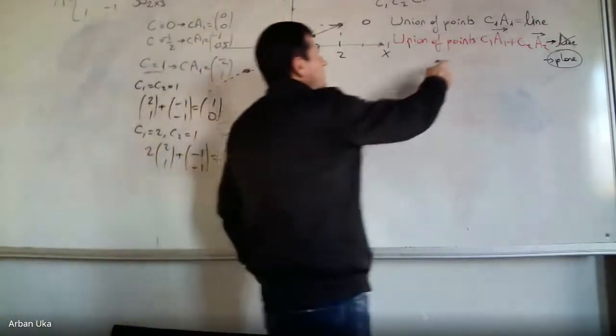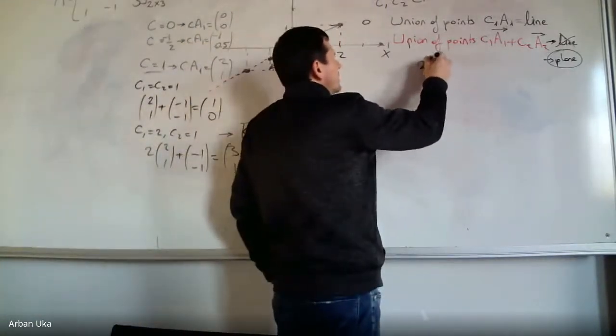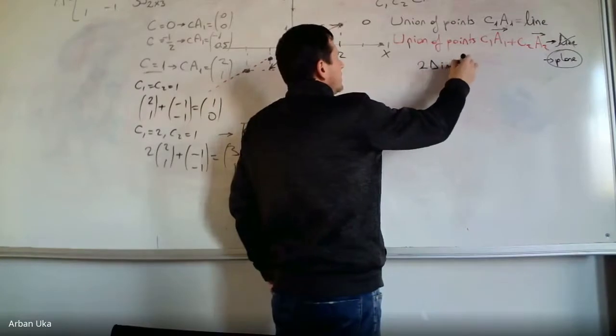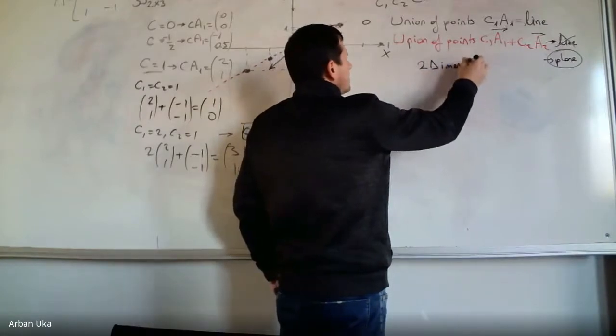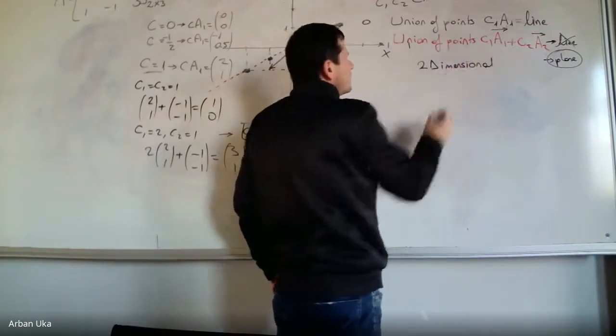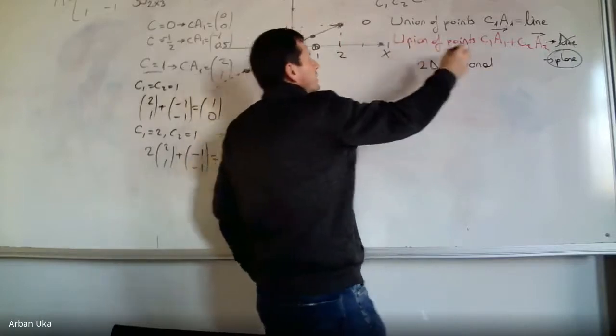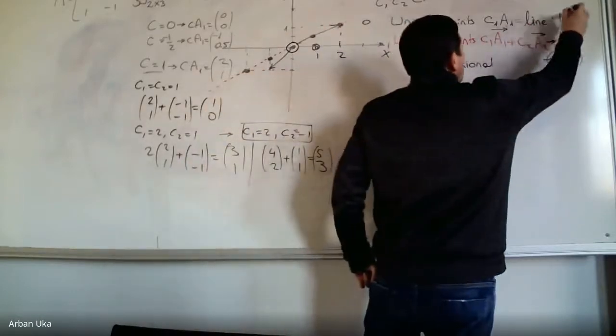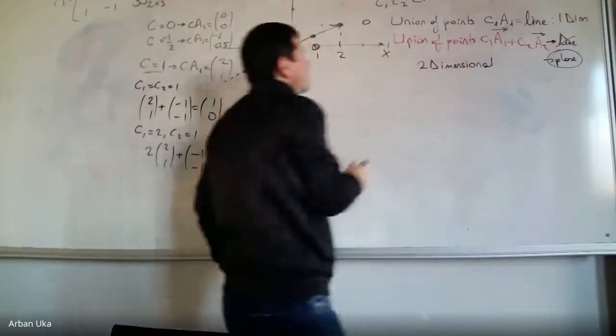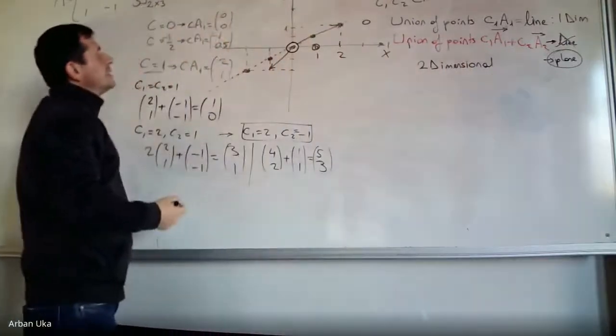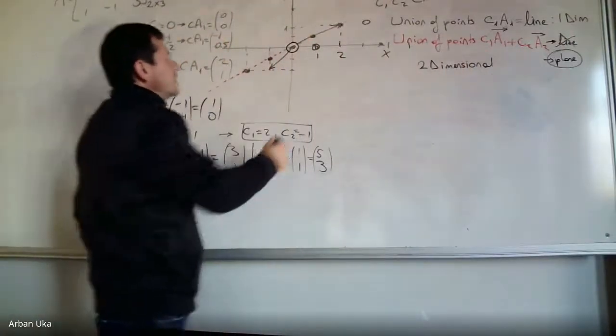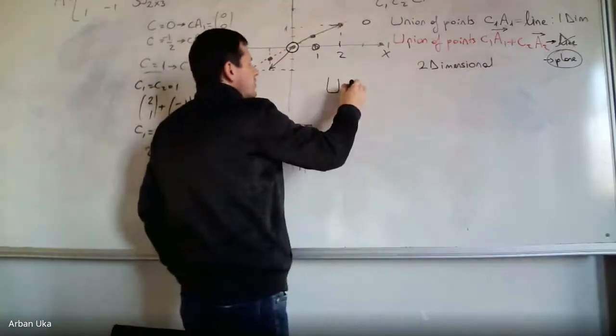So the union of points defined by these 2 vectors would create a 2-dimensional set. So this would be a plane. A line is 1D, so we can write this one as 1-dimensional. A plane is 2-dimensional. Now, another combination could be the following. What combination? Let me ask another question.